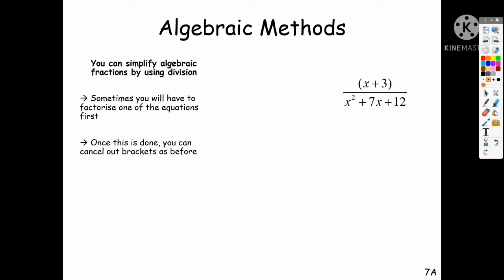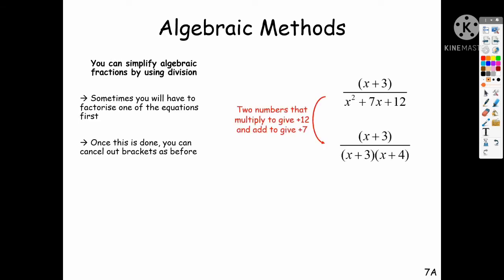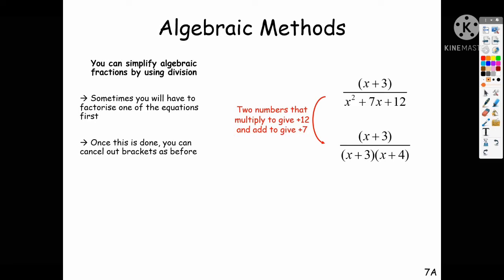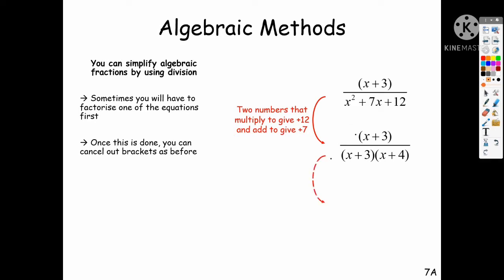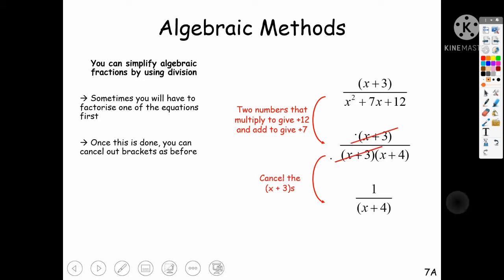And it kind of gives you a hint, because you know x plus 3 must be a factor for it to cancel. So I've got x plus 3 and x plus 4 it will be, if we have a look. There we go. So two numbers that multiply to give 12 and add to give 7, so 3 and 4. And you've kind of got a help on the top as well. So the x plus 3 and the x plus 3 will go, and I'm left with 1 over x plus 4. And again, that can't be cancelled any further. So that is the final solution there.